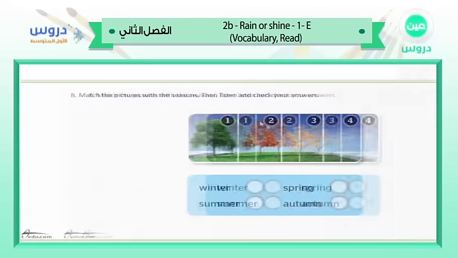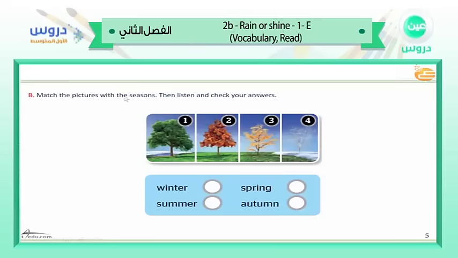Very nice. B. Match the pictures with the season, then listen and check your answers. So we have four seasons. This is season number one, season number two, season number three, season number four. Each one of these pictures relates to one of the seasons, and those are the names of the seasons: winter, summer, spring, autumn. Which picture of these four relates to winter?